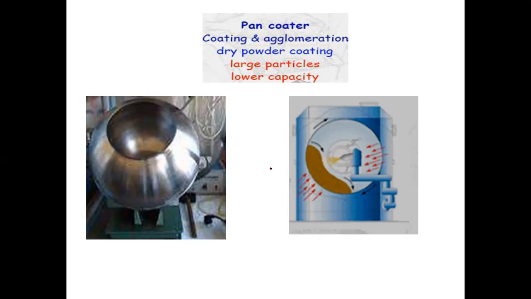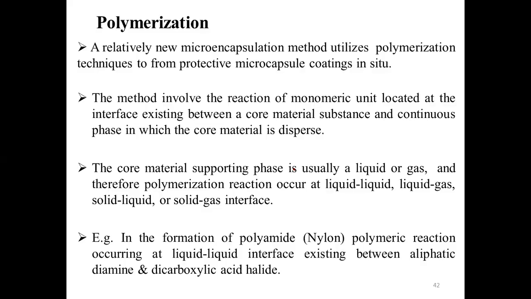So the microencapsulated materials that we can achieve through the pan coater or the pan coating system is the oldest system that is most commonly used in the pharmaceutical industry. Now, another important method here is polymerization.